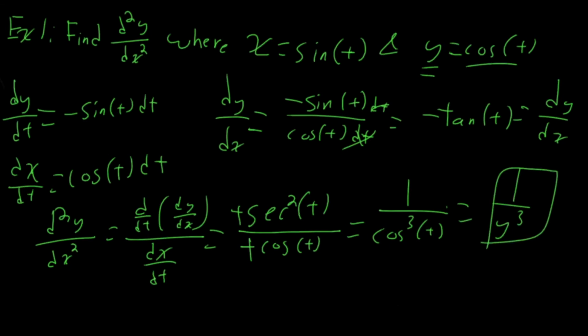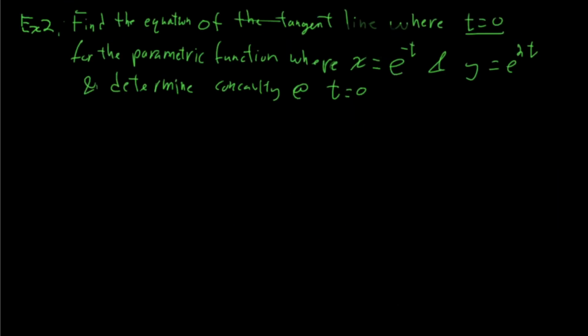Now we're going to do one more example, except this time we're also going to find the equation of a tangent line to a parametric function, as well as determine concavity. Alright, let's do this second example. Find the equation of the tangent line where t is equal to 0 for the parametric function where x is equal to e to the negative t and y is equal to e to the 2t, and then determine concavity at t equals 0. So, the formula for a line in point slope form is y minus y initial equals m times x minus x initial.